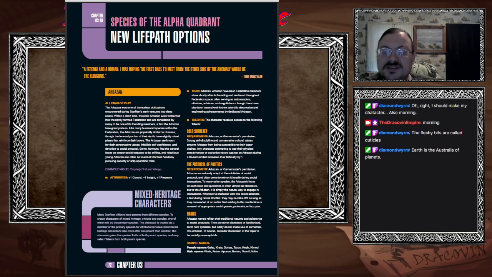They often serve as ambassadors, advisors, and negotiators because of their very conservative social protocol way. They make good ambassadors, honestly. And there have been some discoveries in science and engineering that the Arbazan have made that have been important to the Federation. So the talents you have are Cold Shoulder and Protocol of Politics.